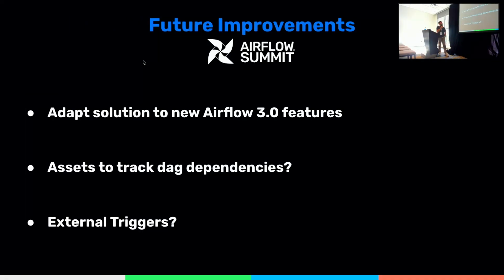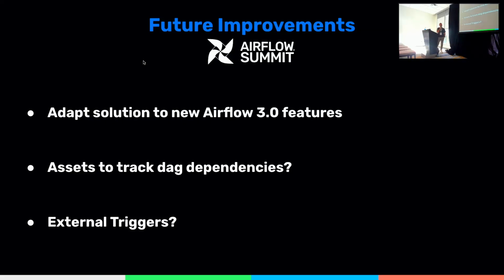So I'm just going to talk a little bit about future improvements that we are thinking about. Airflow 3.0 was released some time ago, but we haven't had the time yet to adapt our solution to the new features. So this is a pending task that we have, because there are a lot of them. And one of them is basically assets to drive DAG dependencies. As I mentioned, we are splitting the different Airflow DAGs using DBT tags, but there is a next challenge, and it's basically how we can have different DAG dependencies.